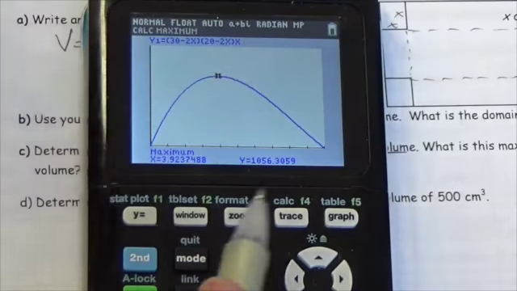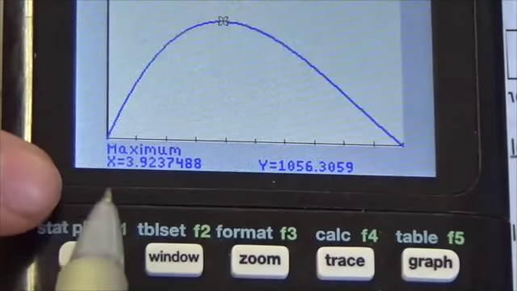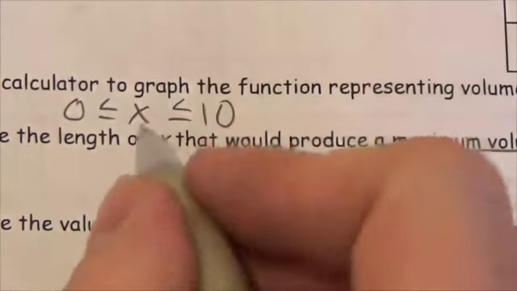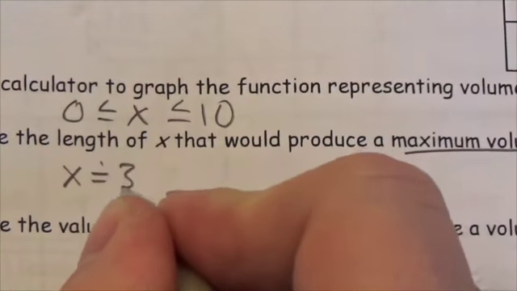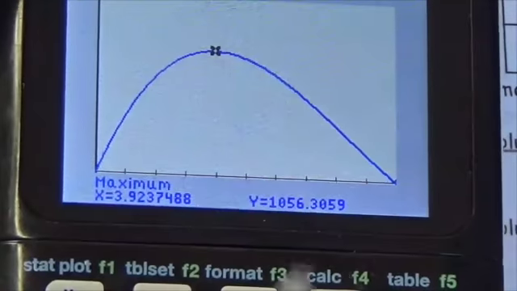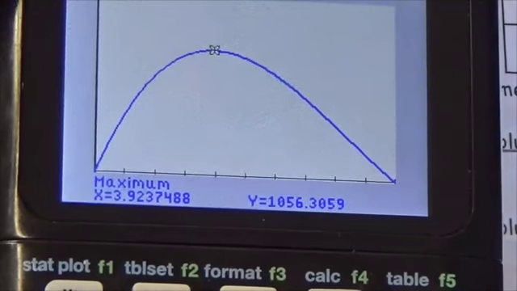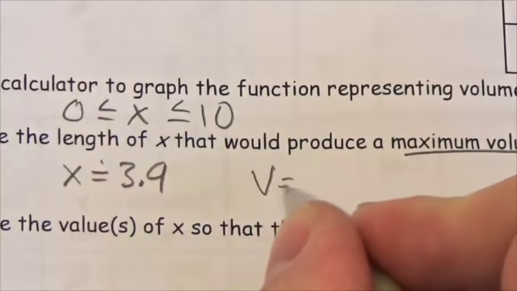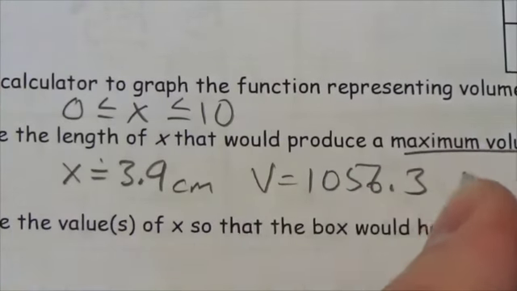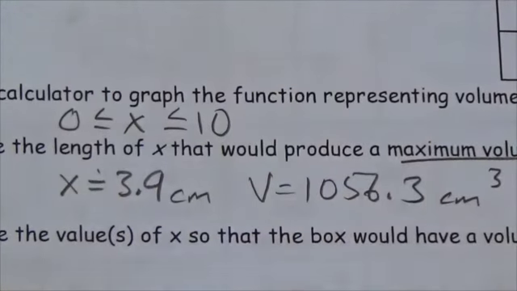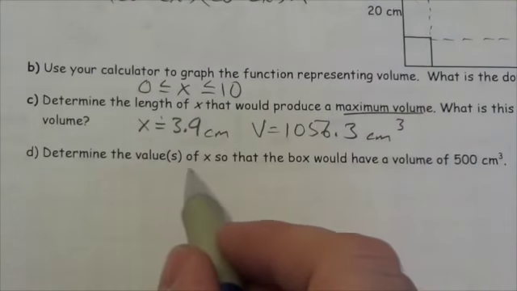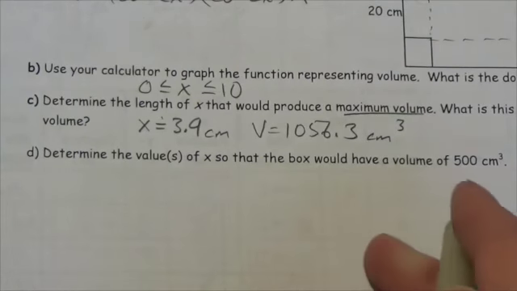Now the maximum value occurs, now it's hard to see that, where the x is 3.9. Okay. So my x is going to be approximately 3.9. And the volume, well, if you look back here, the volume that I'm getting is 1,056.3. So my volume is going to be 1,056.3. Now these are all in centimeters. So this would be centimeters, and the volume here would be centimeters cubed. Good. Now, determine the value or values of x of the box that would have a volume of 500.